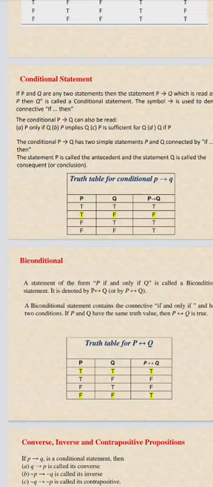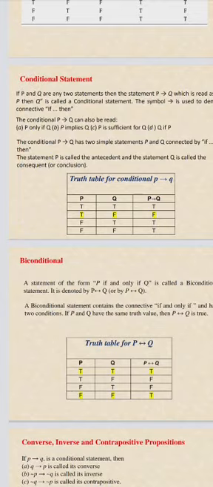The conditional P implies Q has two simple statements, P and Q, connected by the if-then statement. The statement P is called the antecedent and the statement Q is called the consequent. The if statement is the antecedent and the then statement is the consequent, which gives the conclusion value.